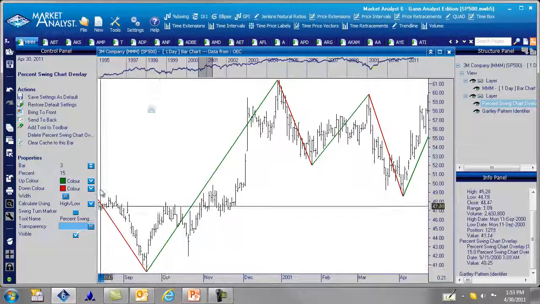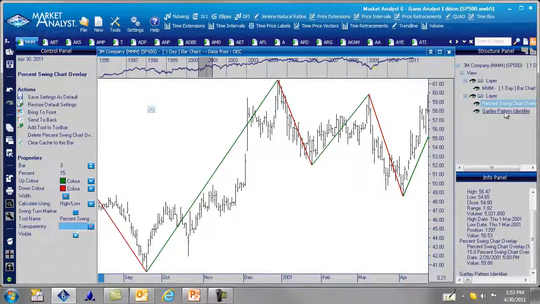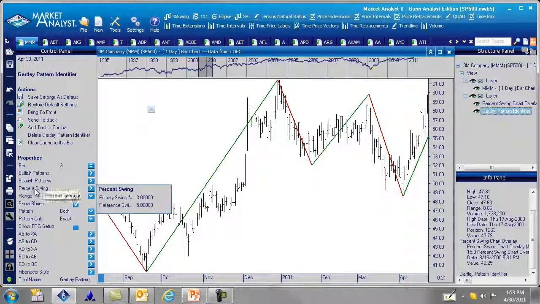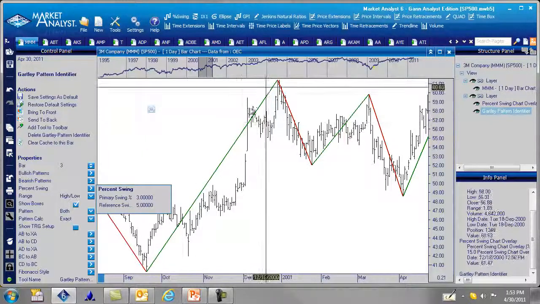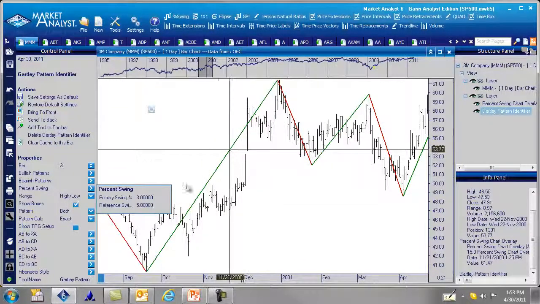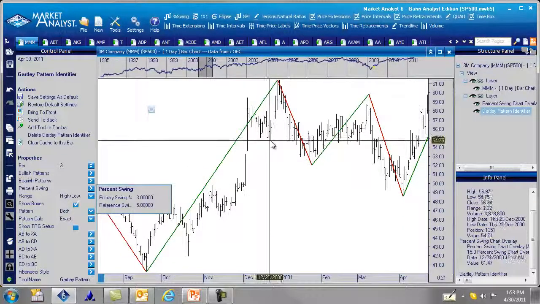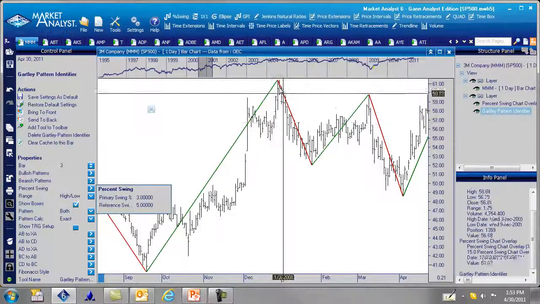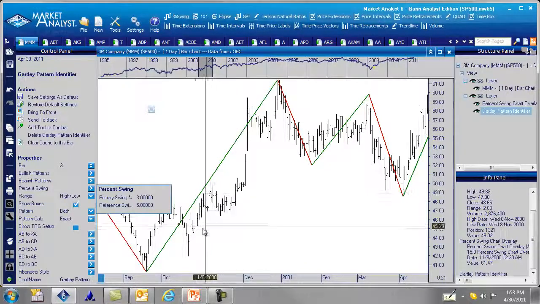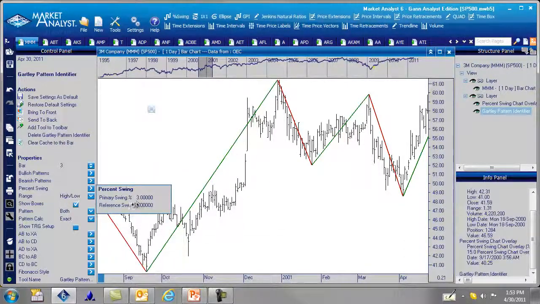So the 2 settings on the Gartley pattern identifier, when you look under percent swing, reference, we want to make sure that this number's higher, because on the XA leg, we don't want it to choose maybe this low or this low when we're looking for a pattern. We want it to ignore all the noise within that leg, so that's why this number is set to a higher value.